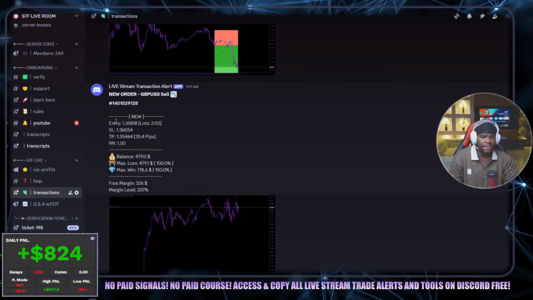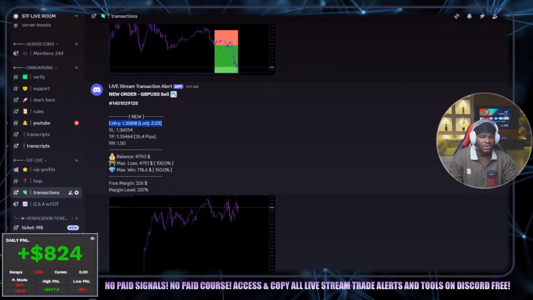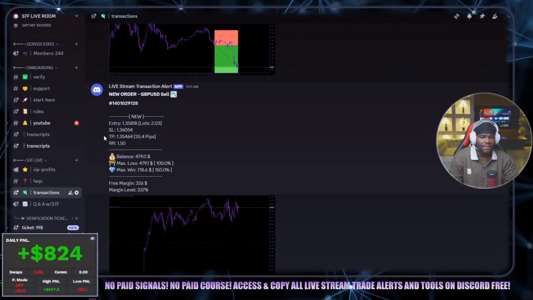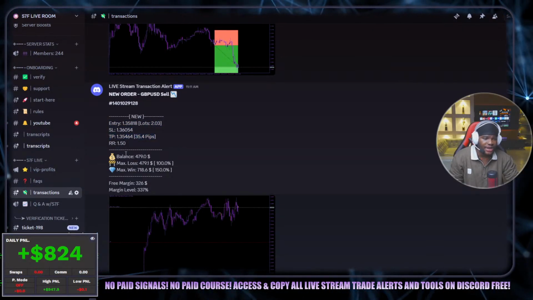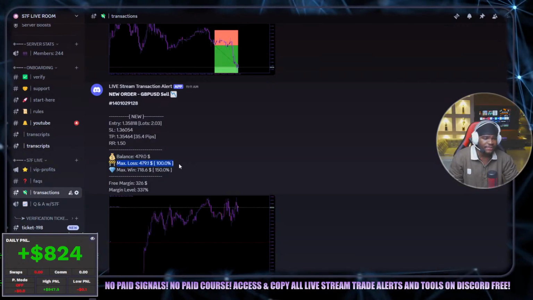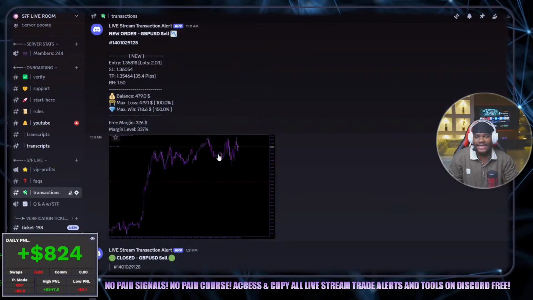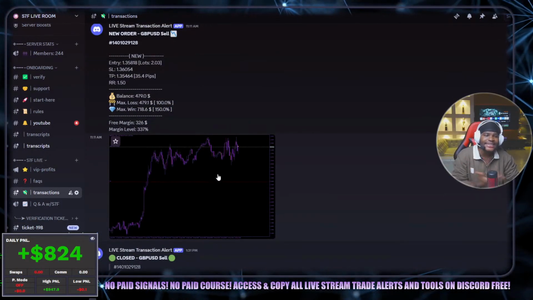Sorry. So you can see this was the entry. This was my lot size. This was the SL. This was the TP in pips. This was the RR of the trade. This was the balance. This was the max loss. This was the max win. Like I said, I was going to compound on the next trade. So I did exactly just that.